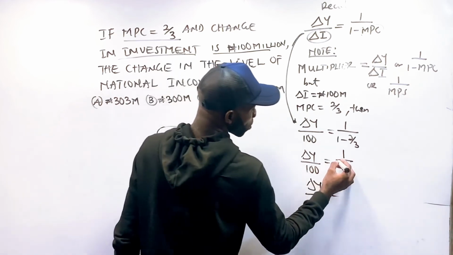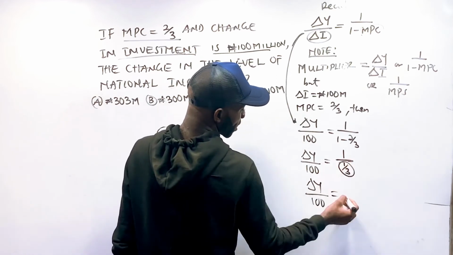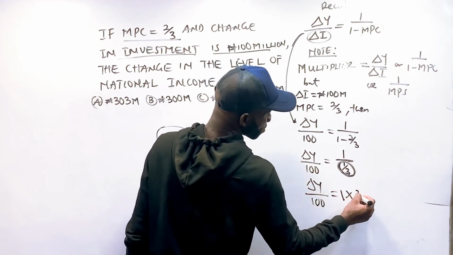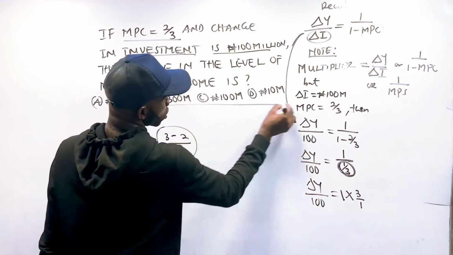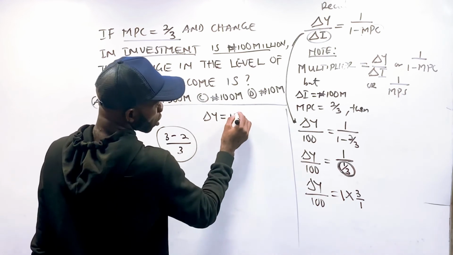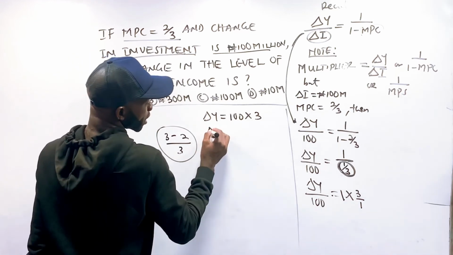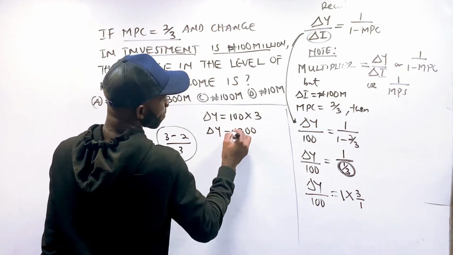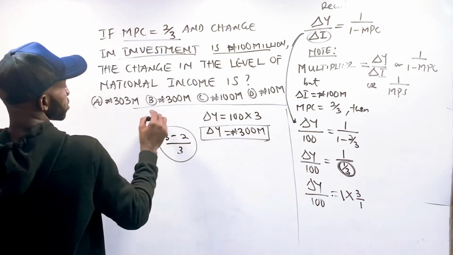In mathematics, there's something we call the law of indices. If I'm to change my denominator, my division, to multiplication, I will take the inverse of my denominator. So this gives me 3 over 1. If that gives me 3 over 1, we can bring it back here to continue. Take note. We can have change in Y is equal to 100 times 3. You know how that works. My change in Y is equal to 300. So if we bring in the million, 300 million is our correct answer, and that's option B.